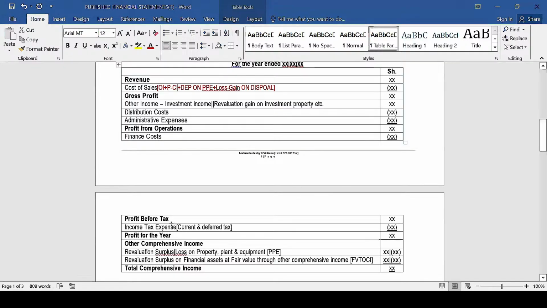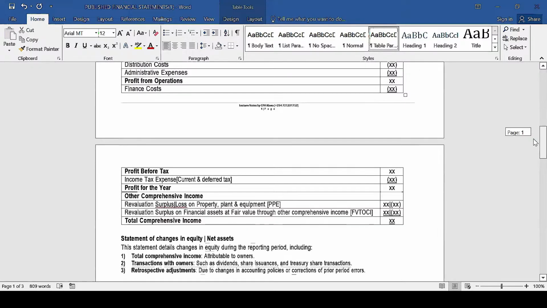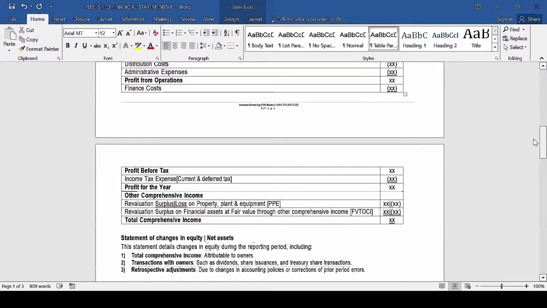So from there we get the profit before tax. To this we proceed and we less income tax expense. Income tax expense, we said, comprises the current tax and the deferred tax. Then we get the profit for the year. Then we proceed and we add other comprehensive income.